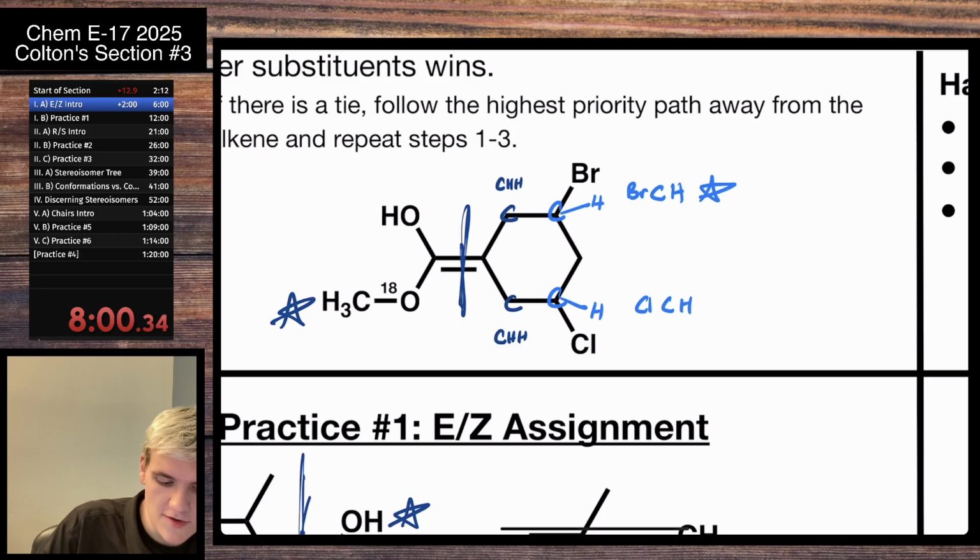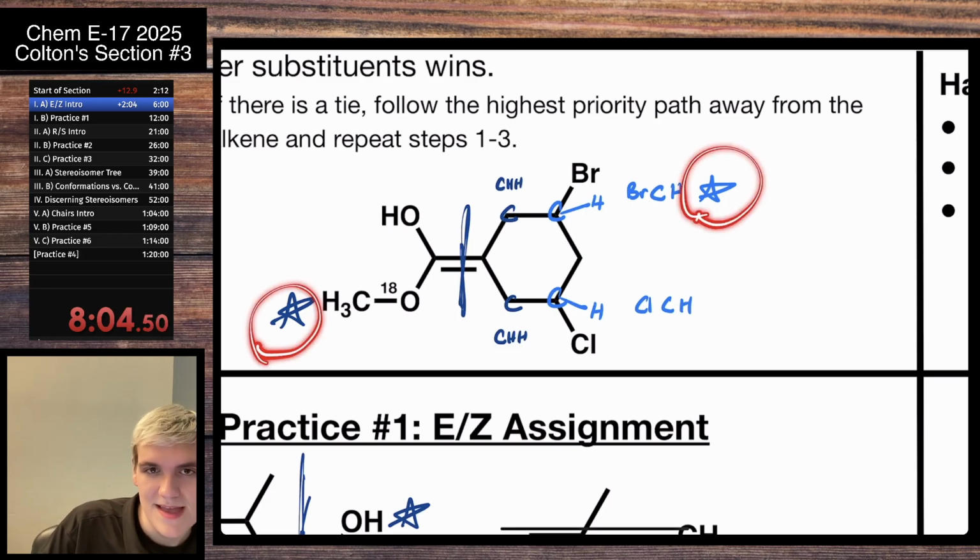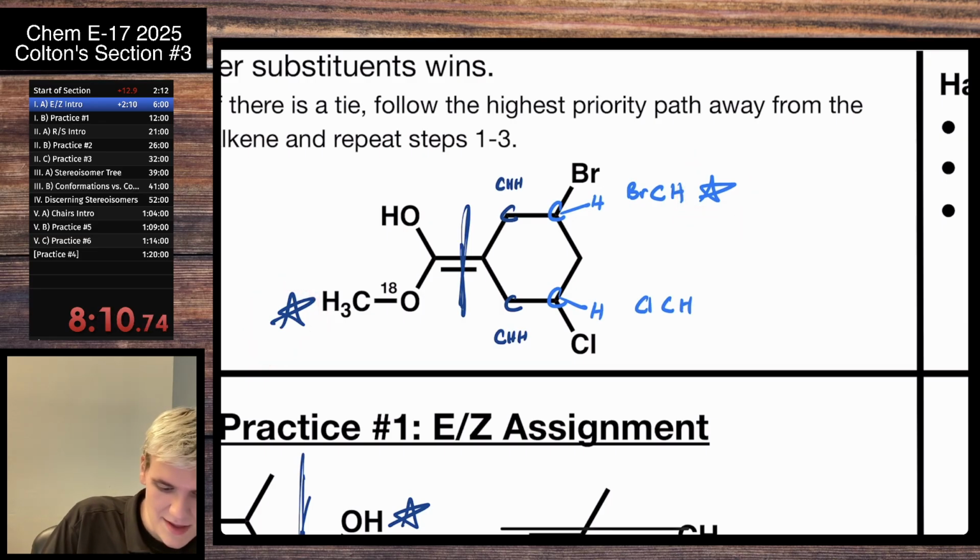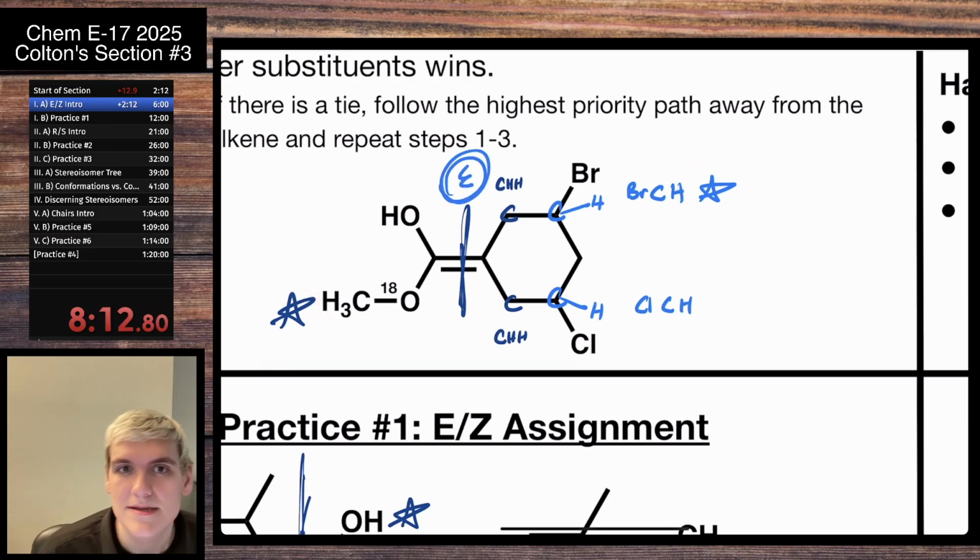Now we see our stars. We have our highest priority on the bottom on one and the top of the other. And so, are they on the same side or are they on opposite sides? Well, they're on opposite sides. So we would say that this is an E alkene here. So that's kind of our process.